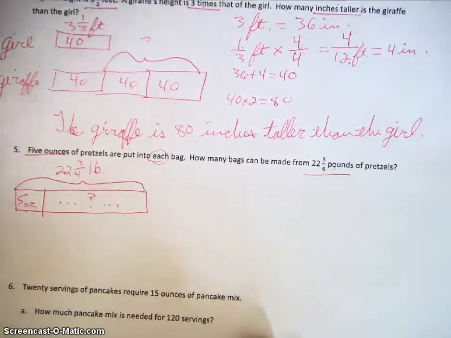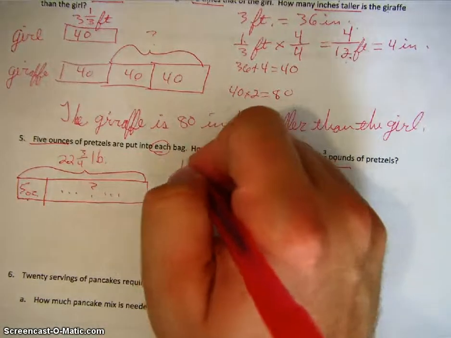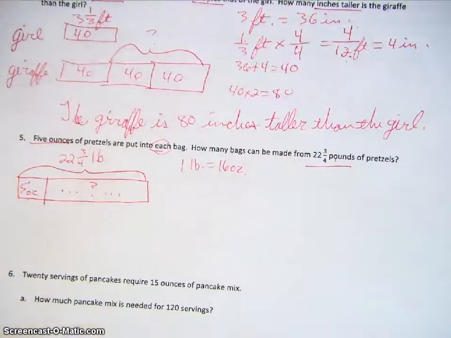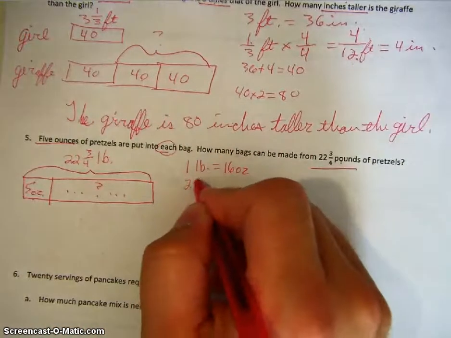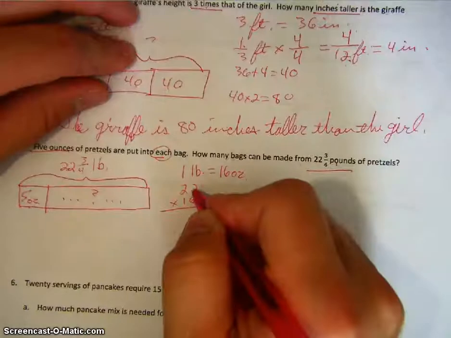Again, we have mixed units here. We have pounds and ounces. So we're going to convert them into the smaller unit. Well, we know that 1 pound is 16 ounces. So first thing we need to do is convert our 22 pounds into ounces. So we're going to multiply 22 times 16.